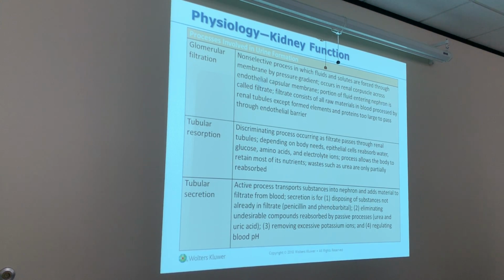So the process of the nephron, you have the filtration from the glomerulus, you have the reabsorption of the tubular loop of Henle, and you have secretion of the tubular loop of Henle. Okay.